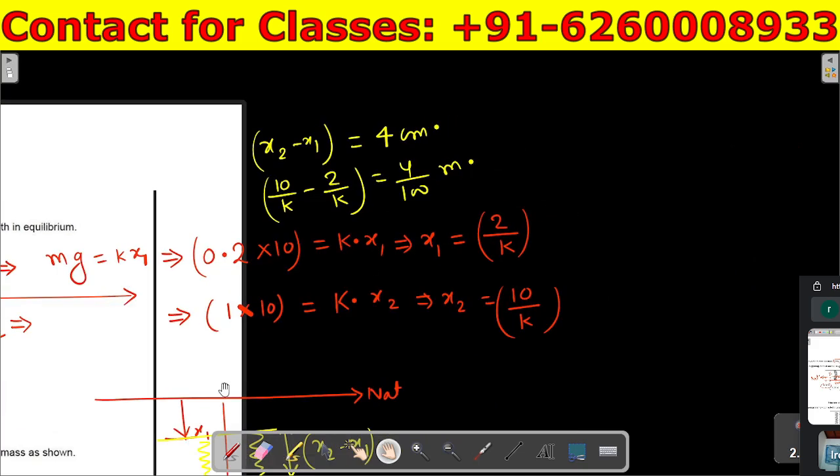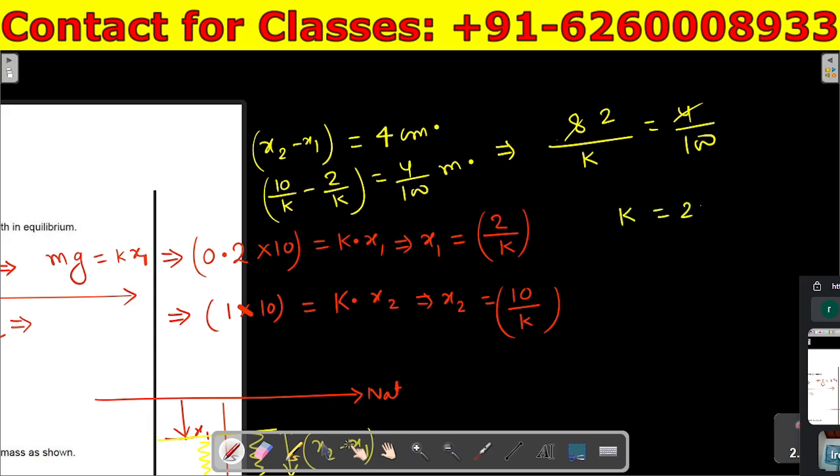Now we have the same denominator. These are like fractions, so we can take k as the LCM. You will get 10 minus 2, that is 8. It is 8 upon k. So we have 8 upon k equals 4 upon 100. We can simplify this by 2s, so k equals 200. We got the value of k.